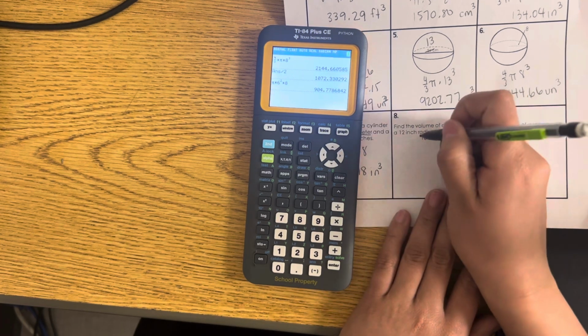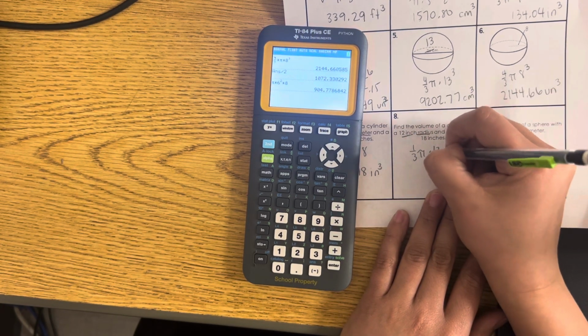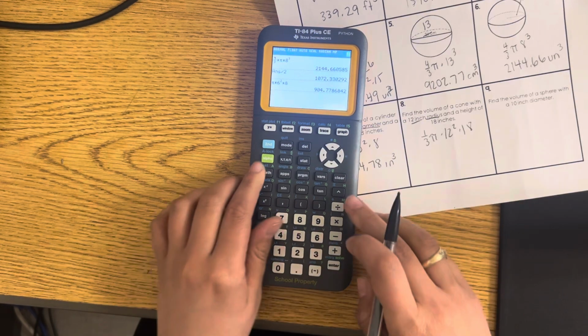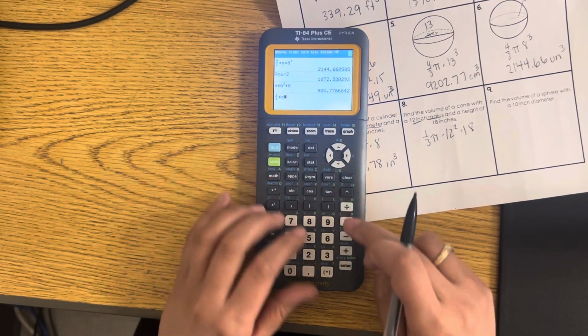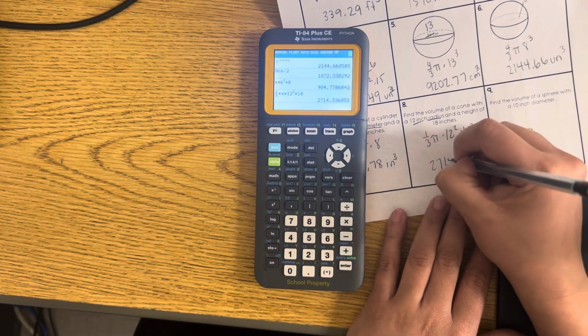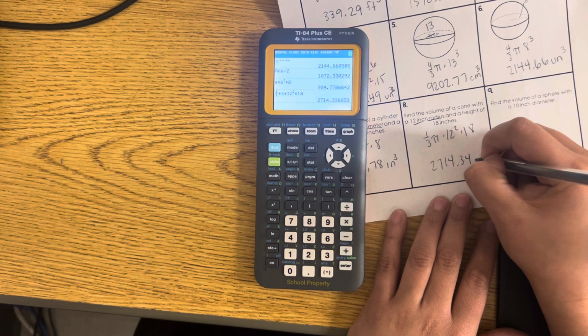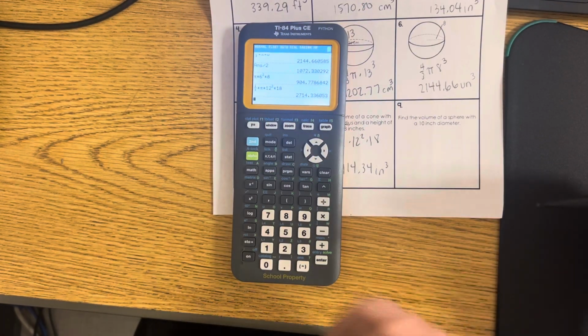Number 8 says find the volume of a cone with a radius of 12 and a height of 18. They did give me the radius there, so I don't have to cut it in half. Just making sure that we set it up correctly. Okay, and so it'd be 271.34 inches cubed.